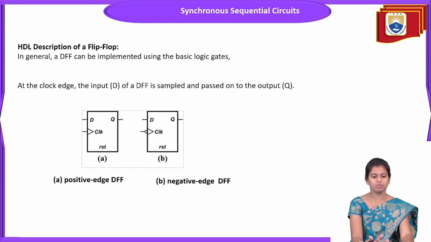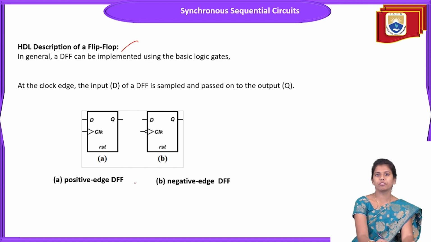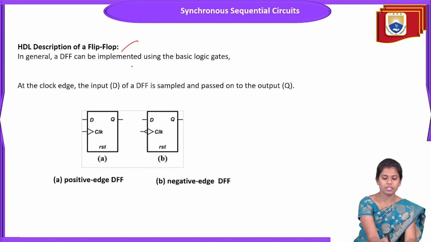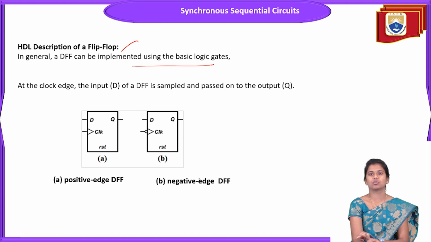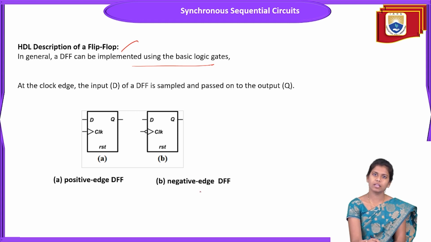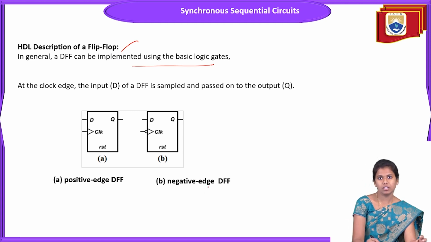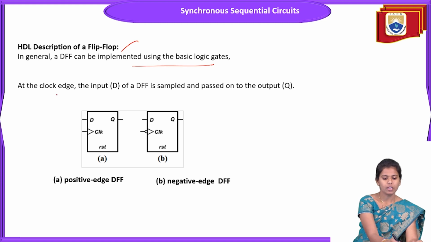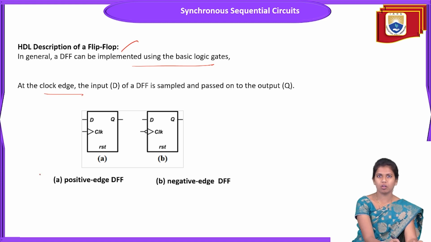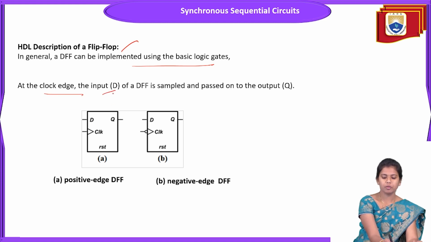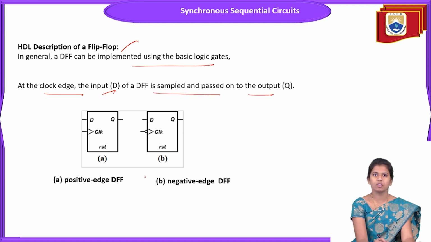So here when you observe the HDL, hardware description language, that means how we can write the program based on the description of a flip-flop. In general, a D flip-flop is implemented using the basic logic gates. So using the logic gates we can implement the D flip-flop. At the clock edge, the D input of a DFF is sampled and passed down to the Q.